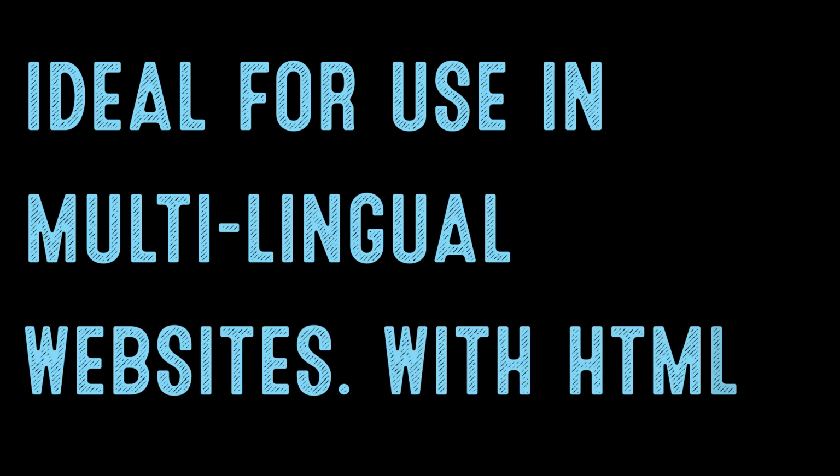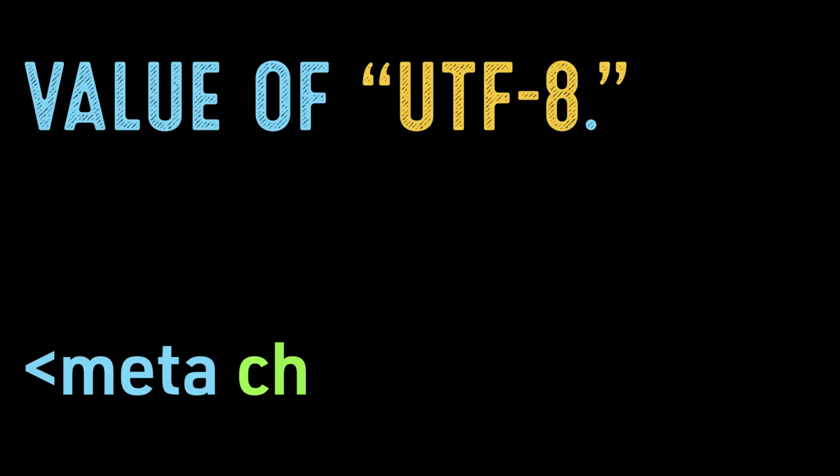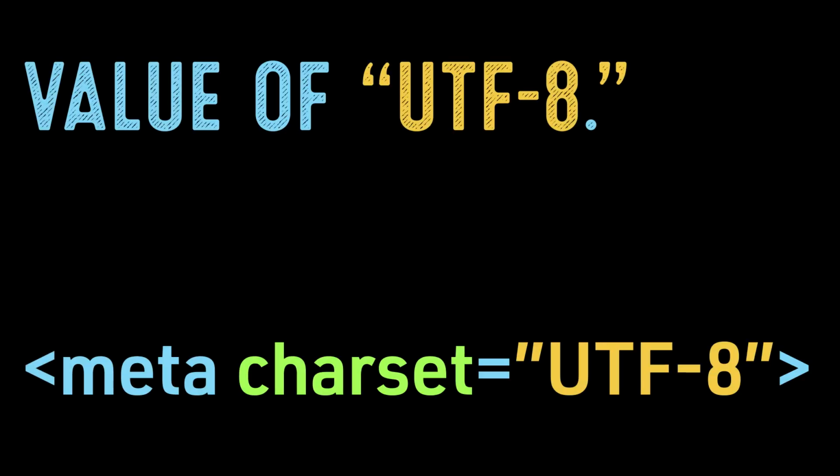With HTML5, in order to specify the use of Unicode, you need to add the charset attribute to a meta element and give it the value of UTF-8. Meta tag, charset attribute equals "UTF-8" in quotation marks.